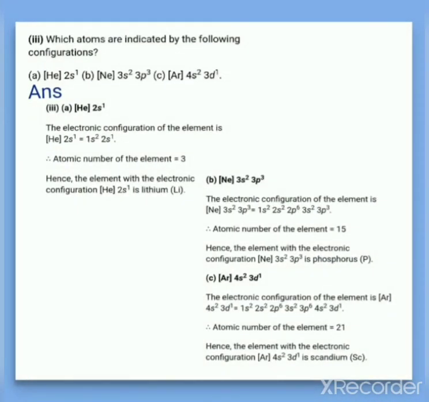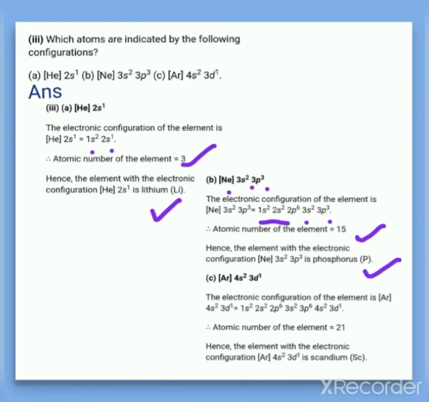So let us find out the answers for these. The first one, helium having configuration 1s2 and 2s1, that is 2 plus 1, 3. So 3 electrons, atomic number 3, belongs to lithium. Second case, Ne 3s2 3p3. Ne represents the noble gas, having 10 electrons. So total 10 plus 2 plus 3 is equal to 15, which belongs to the element phosphorus.